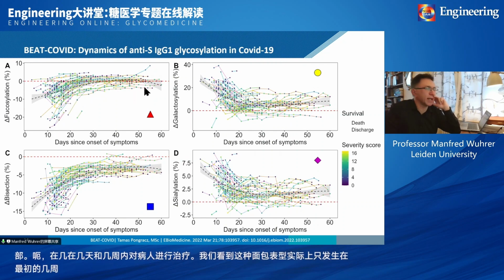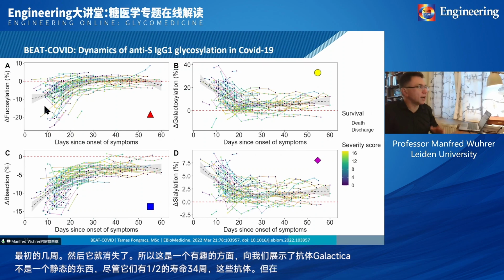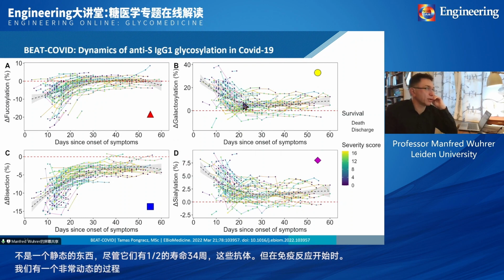So this is an interesting aspect, showing us that antibody glycosylation is not a static thing. Although these antibodies have a half-life of 3-4 weeks, at the start of an immune reaction, we have a very dynamic process, and glycosylation, not only fucosylation, but also galactosylation, sialylation, bisection. So overall, the glycosylation of this antibody is changing very rapidly.